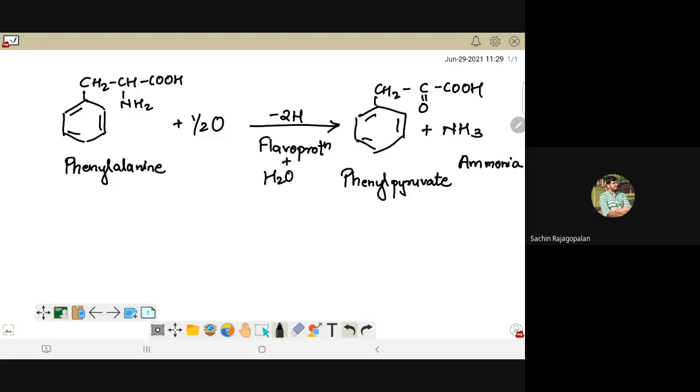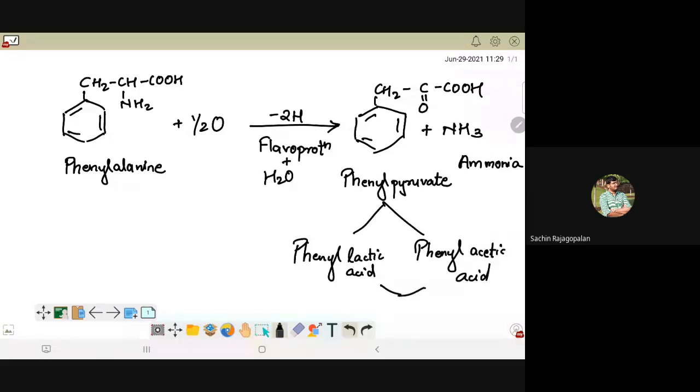Now coming to Sarvesh, if Sarvesh meant, can we use this enzyme to break down phenylalanine that is accumulating in PKU? We cannot. I'll tell you why. Because phenylpyruvate further can be metabolized into phenyllactic acid or phenylacetic acid.